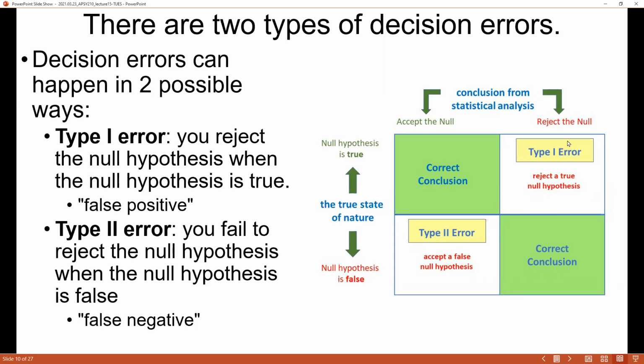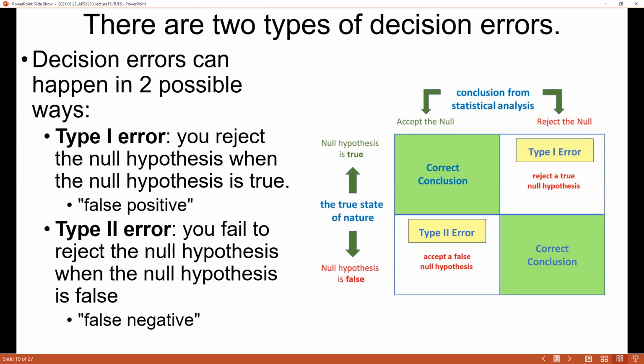So type 1 errors are where the true state of the world is that the null hypothesis is true, there is no effect, there's no difference between groups, depending on the kind of study you're doing, but you reject the null hypothesis anyway. And then the alternative is a type 2 error, where in reality, the null hypothesis is false, and in a perfect world, you would reject it. But due to random chance, you fail to reject the null, and you get a type 2 error.